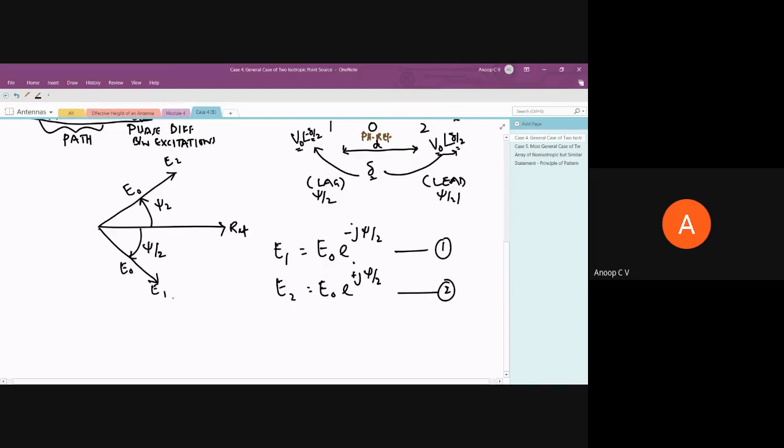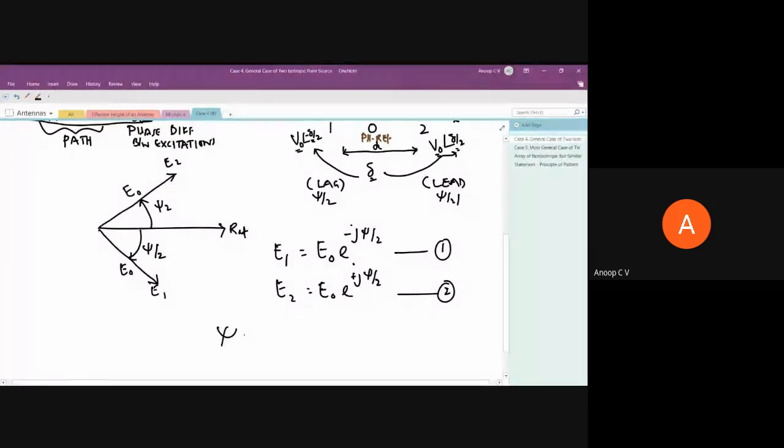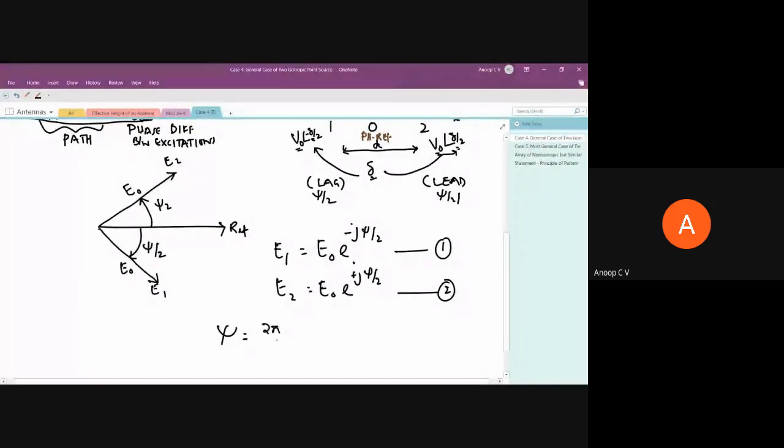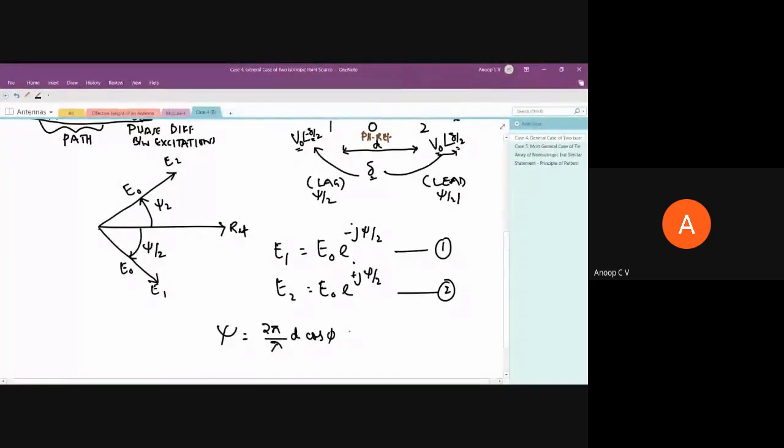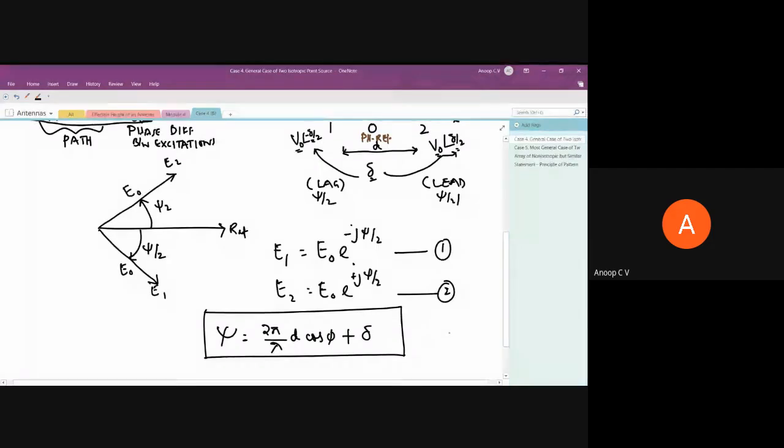Right. So what you should remember is that psi is 2 pi by lambda times d cos phi plus delta. This is what you have to keep in mind. This is the most general case. If you substitute delta equal to 0, it will become the first case. If you substitute delta equal to pi, it will become the second case. If you substitute delta equal to pi by 2, it will become the third case. So that's why I call this a general case. Maybe I'll call it equation number 3.